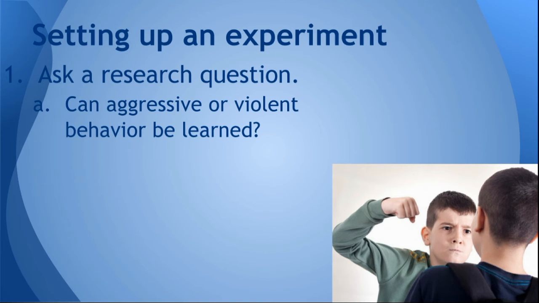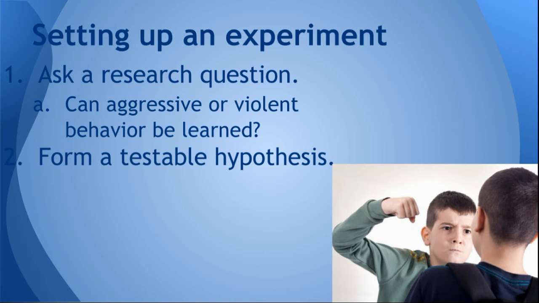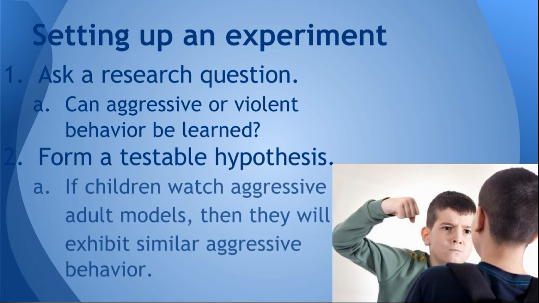And so researchers have attempted to get at that question. Can you, just by observation alone, learn to be more aggressive or violent? And so you have to then form some sort of testable hypothesis, a hypothesis that you can actually carry out in a laboratory. So for example, we could turn a general statement such as, can aggressive or violent behavior be learned, into a more testable hypothesis, a little bit more specific. If children watch aggressive models, then they will exhibit similar aggressive behavior. Okay, so that's testable. You have models exhibiting aggressive behavior, and then you measure aggressive behavior in the children and see if it increases.